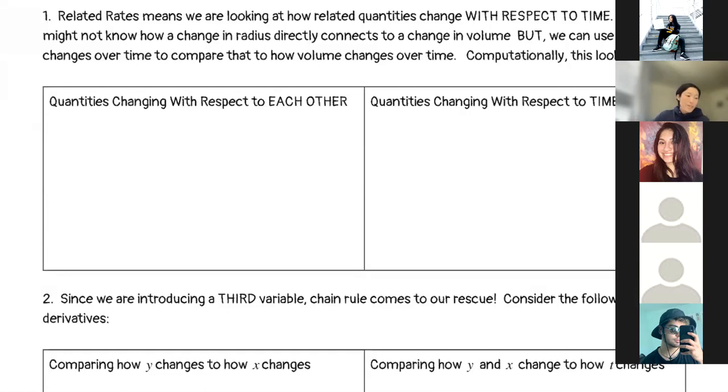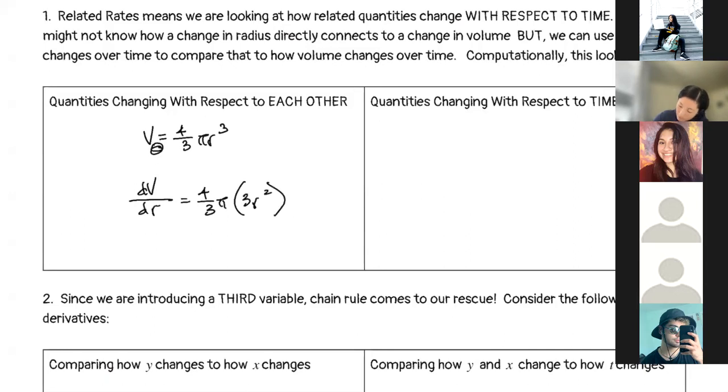Okay. So when things are changing with respect to each other, it might look something like this. Let's say we have volume equals 4/3 pi r cubed. So this is just the volume formula for the sphere. If I wanted to say, I know how the radius change connects to the volume change, then I could just take a derivative like this, dV/dr equals 4/3 pi 3r squared. Okay, so if they're directly connected, I don't need dt.